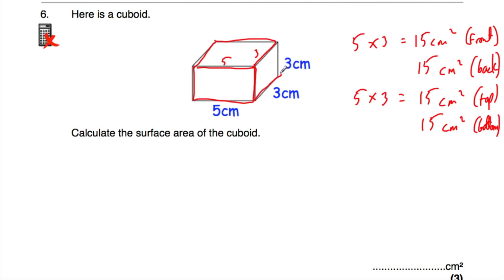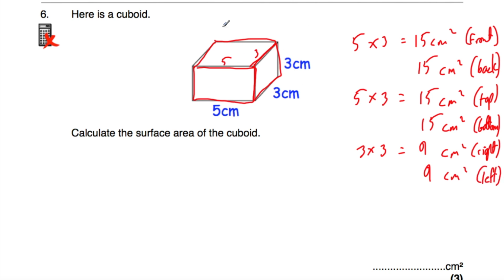In terms of the right hand side, it's a square, it's a 3 by 3 square, and 3 times 3 is equal to 9. So that means the area of the right hand side of the cuboid is equal to 9 centimeters squared. So that's the right hand side of the cuboid. And the left hand side would have the same area, so 9 centimeters squared. So that's the area of the left hand side.